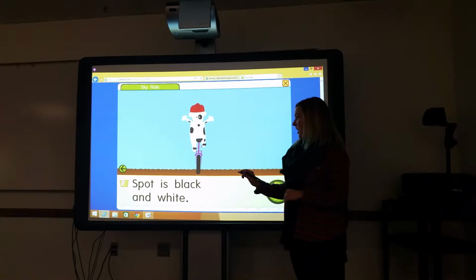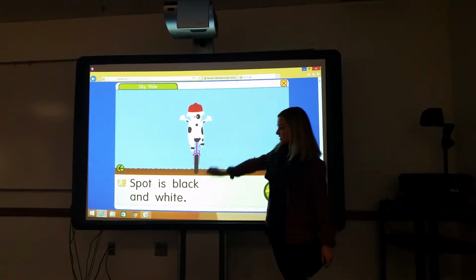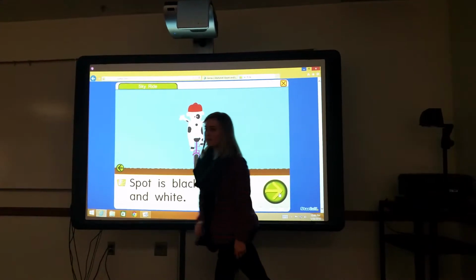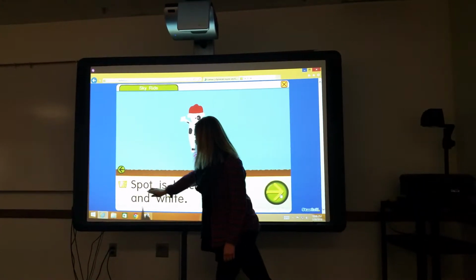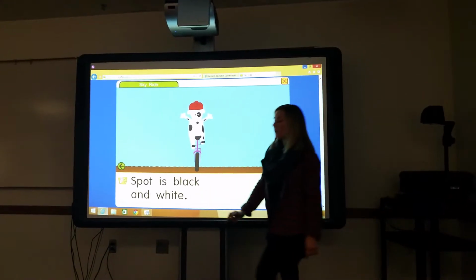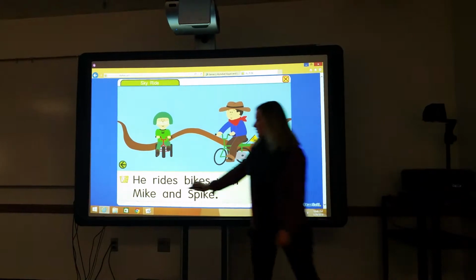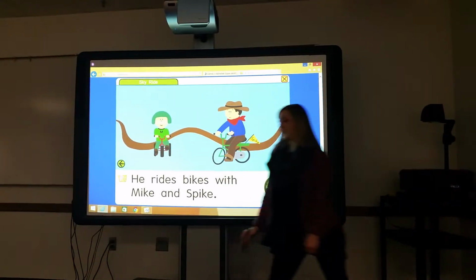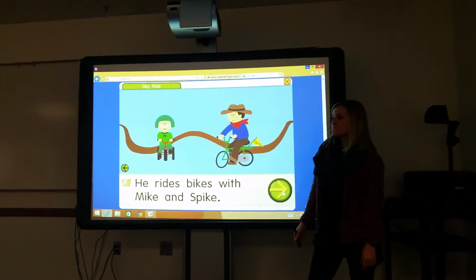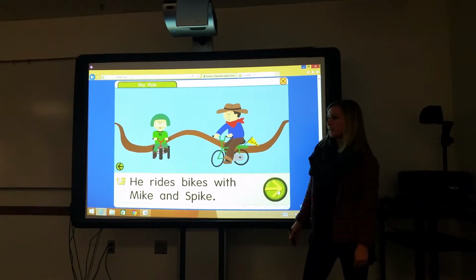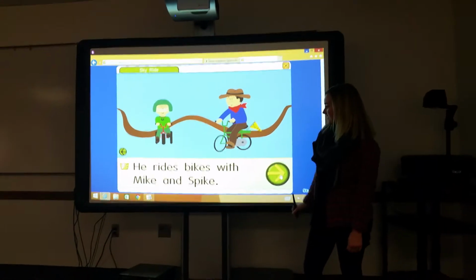The book says the spot is black and white. And so this dog is named Spot, and because that's his name, the letter S is capitalized, which means it's an uppercase letter, and all the other letters in the sentence are lowercase letters. Who can tell me why the letter H is an uppercase letter in this sentence? Does anyone remember? Caitlin. Because it starts the sentence. That's right, it starts the sentence.